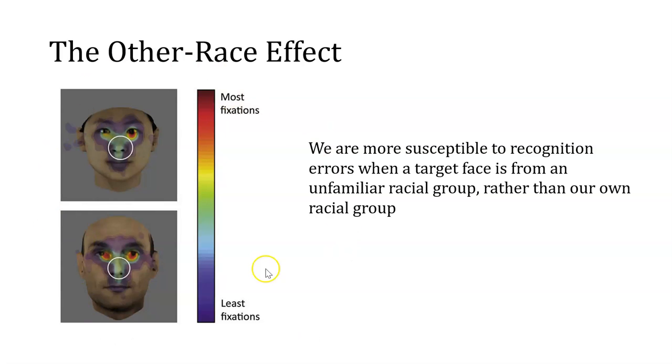This is what's called a heat map. The spots where participants look at more are in red, and the spots where participants look at less are in blue or purple. These results indicate that we look more in the eyes of people of our own race. Compared to all the other face features, eyes contain the most information. So this increased fixation on the eyes helps explain why it is easier for us to distinguish faces of our own race compared to other races.